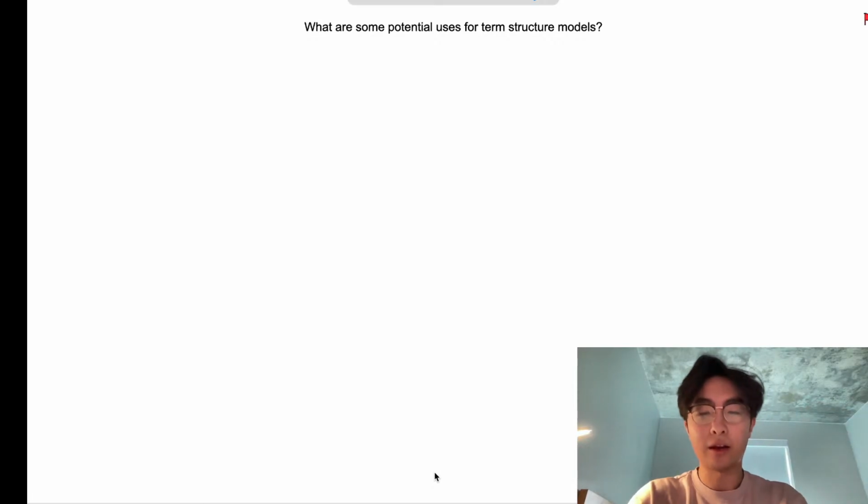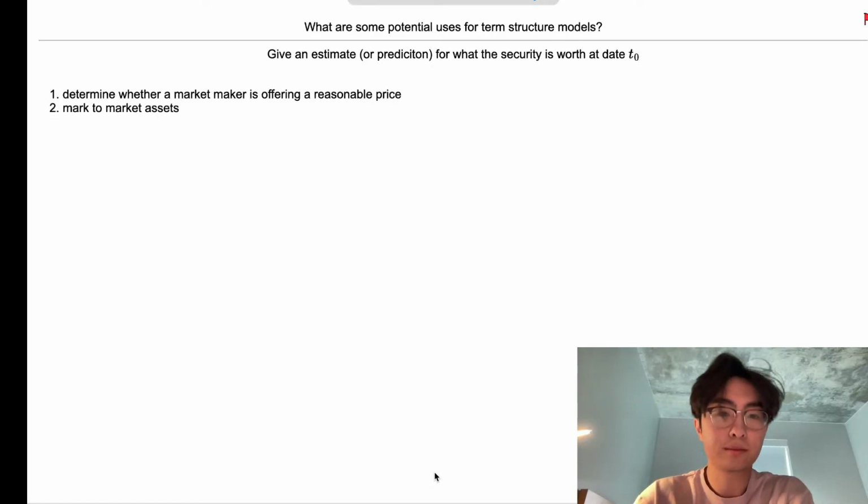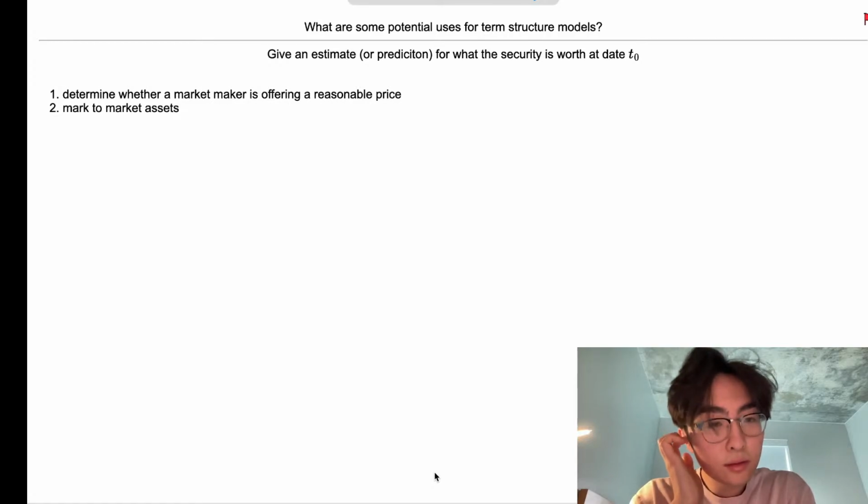And within that present value calculation, you need to know the coupon payments, and then you also need to know the discount rate, or that's your yield to maturity. And that can be found within a term structure model. Mark-to-market assets.